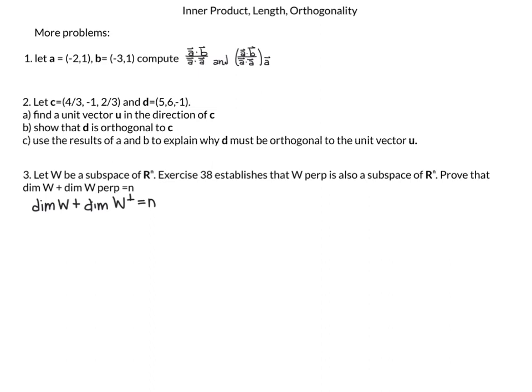The final question: let W be a subspace of Rn. Exercise 38 establishes that W perp is also a subspace of Rn. Prove that the dimension of W plus the dimension of W perp is equal to n.